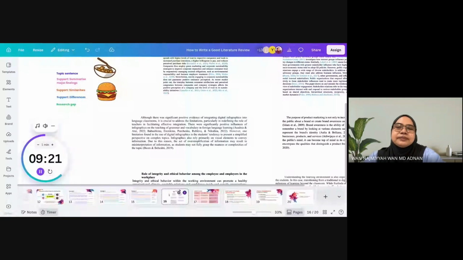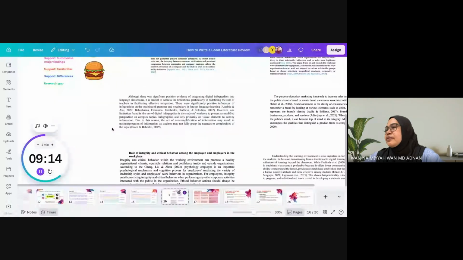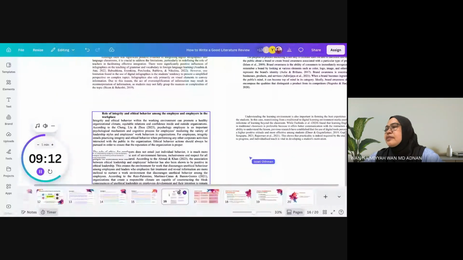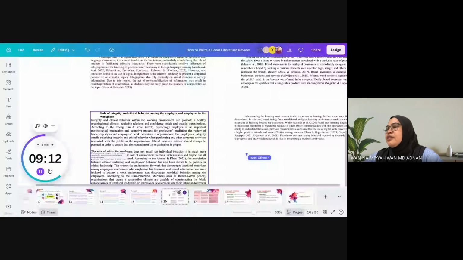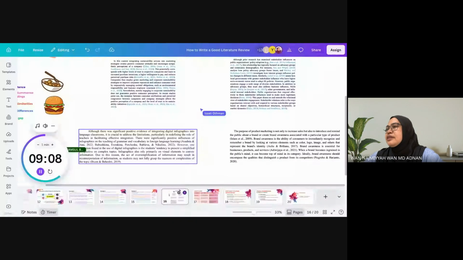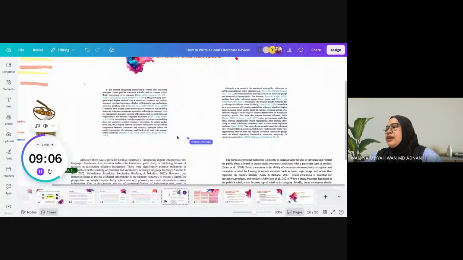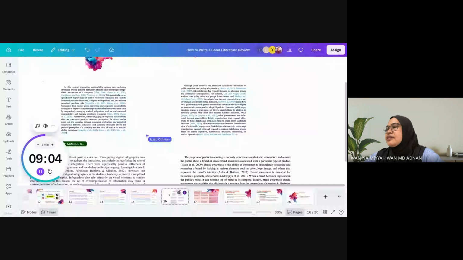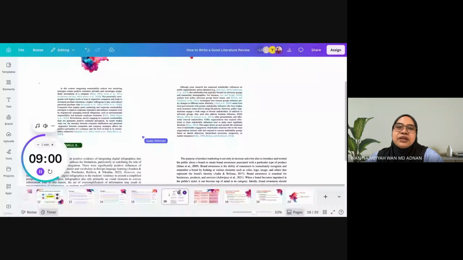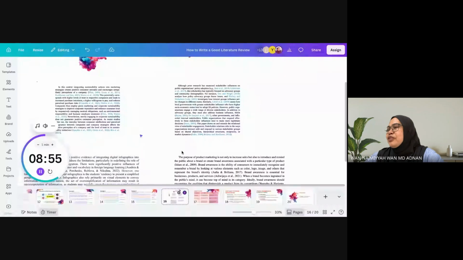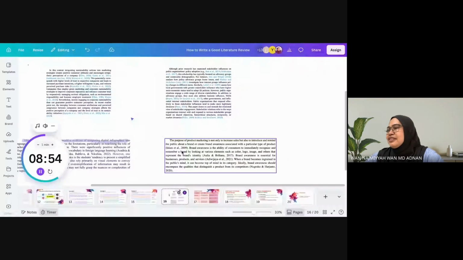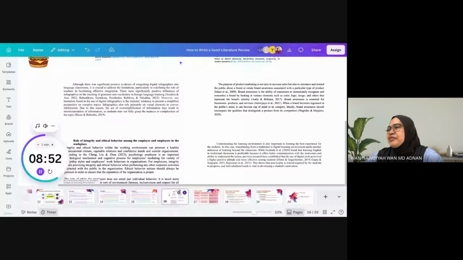Okay, what can you find? Can you find the highlight? Can you highlight? Or you can drag the picture of the burger and the rojak on the side of the article, the paragraph.